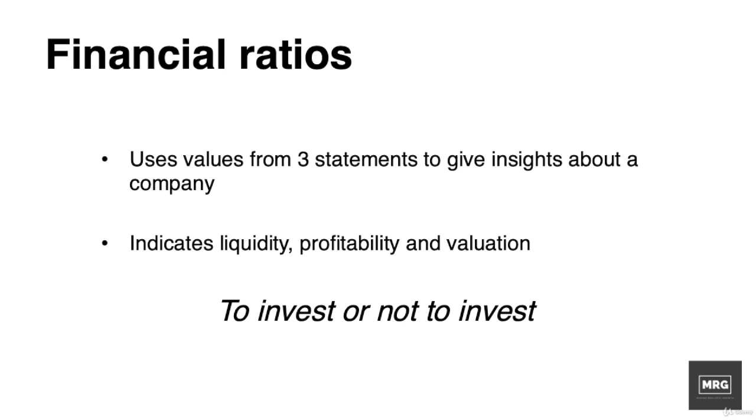Financial ratios. We use values from the three statements to give insights about a company. As mentioned, you have seen different factors and components in each statement. So we'll use those values to derive different financial ratios. Really, we just want to use those financial ratios to indicate liquidity, profitability, and valuation. At the end of the day, it gives you a decision or an insight as to whether to invest or not to invest. So we use financial ratios for investment decision making.